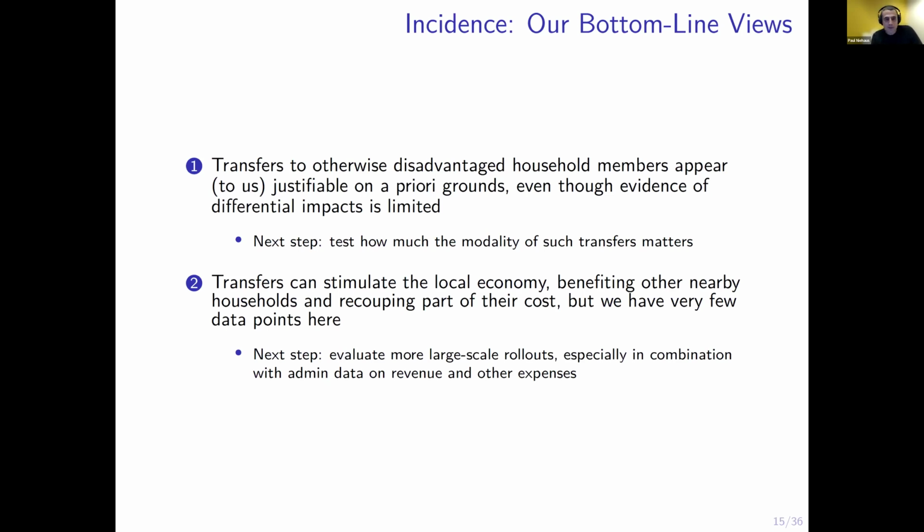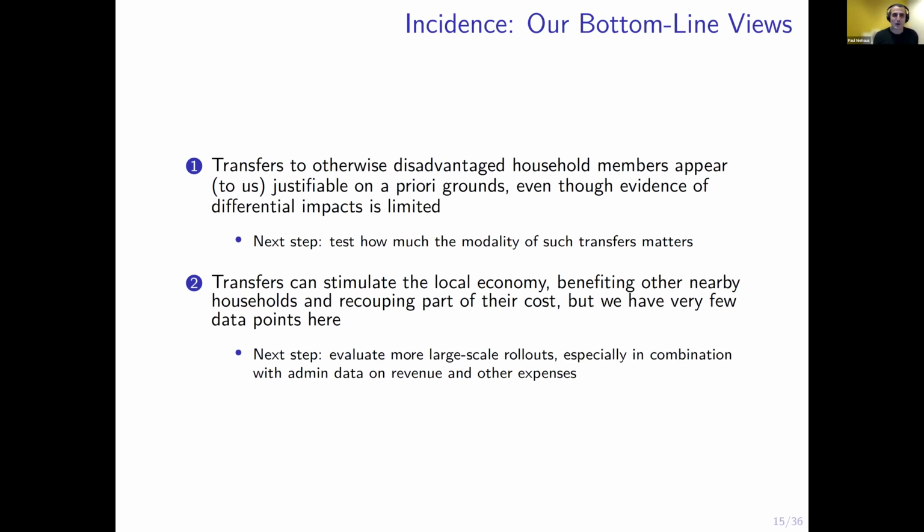Cool. And then second point, we know that transfers can have this powerful stimulus effect on the local economy, that this can benefit other households, that it can generate some fiscal savings, based on just a very few data points, right? I think I cited probably 4 or 5 papers in that section, and those are the 4 or 5 papers that we have. And so this is an area where any opportunity to evaluate additional large-scale rollouts, especially if we can combine it with administrative data on things like government revenue and government expenditure on other programs, would be very high-value things for you to keep an eye out for as you go ahead.